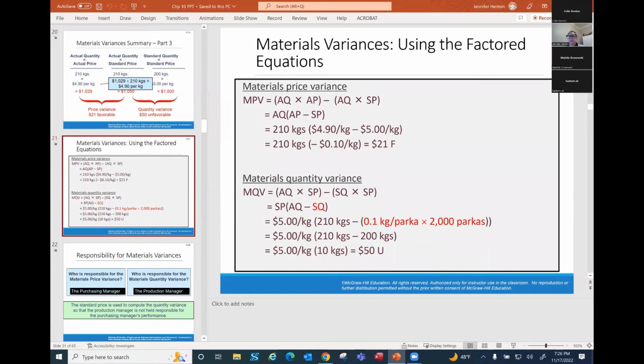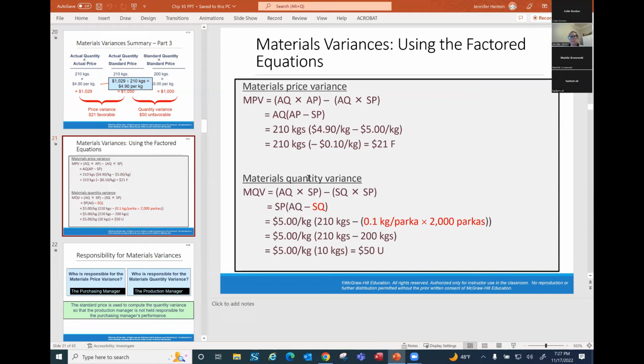All right. So this is a little bit different way to look at it than what we just did. This is just giving you a layout of how you can do the calculations. So for the material, I have my actual quantity times the actual price, my actual quantity times the standard price. So what do I have? This didn't change, right? Actual quantity. It's just the actual quantity times the difference in the prices. So 210 times the 10 cents, and that gave me a $21 favorable balance.